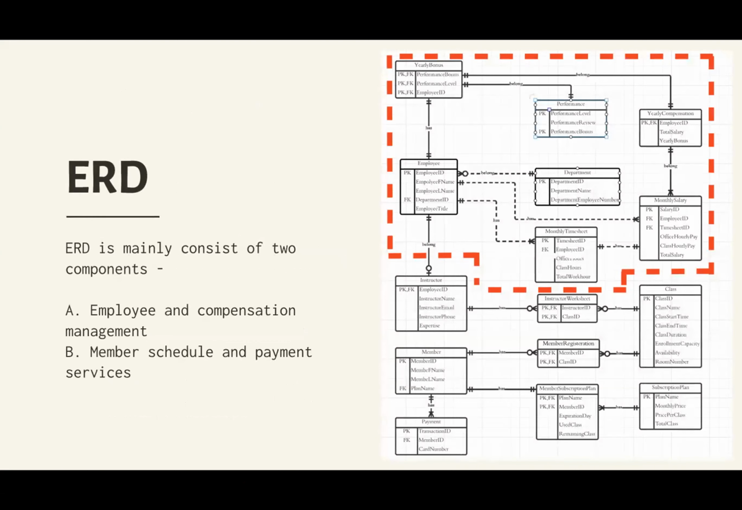So our ERD mainly consists of two major components. The first one is the employee and compensation management, which is highlighted in red. The other part is the fitness member scheduling and payment services. They are all connected through the instructor class. Next, please.